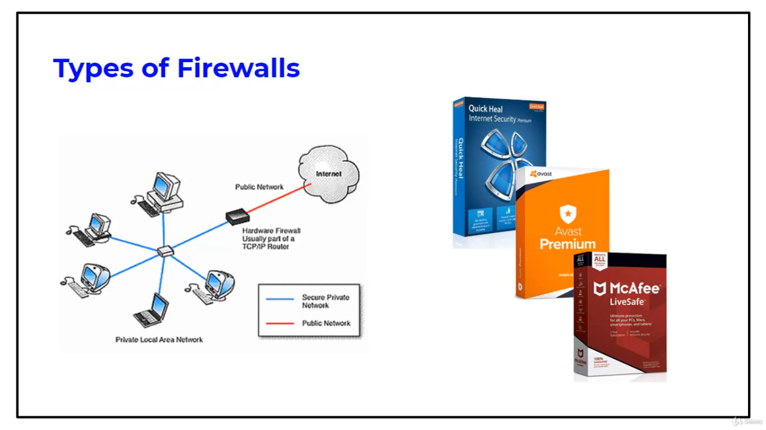Now, as we have discussed, there are two different types of firewalls. First one is a hardware firewall and the second one is a software firewall. Hardware firewalls are basically installed on the routers connecting the network and the internet, and software firewalls are basically programs installed on computers or laptops. The common examples of software firewalls are Quick Heal, Avast, and McAfee.